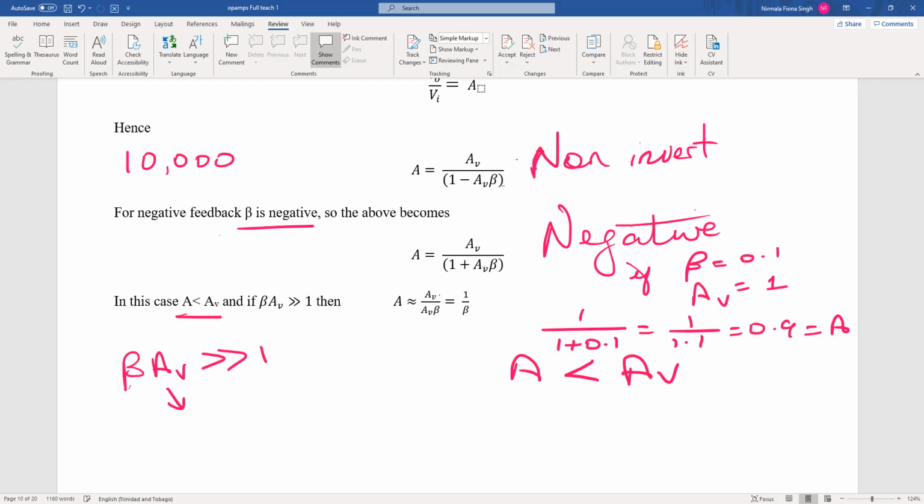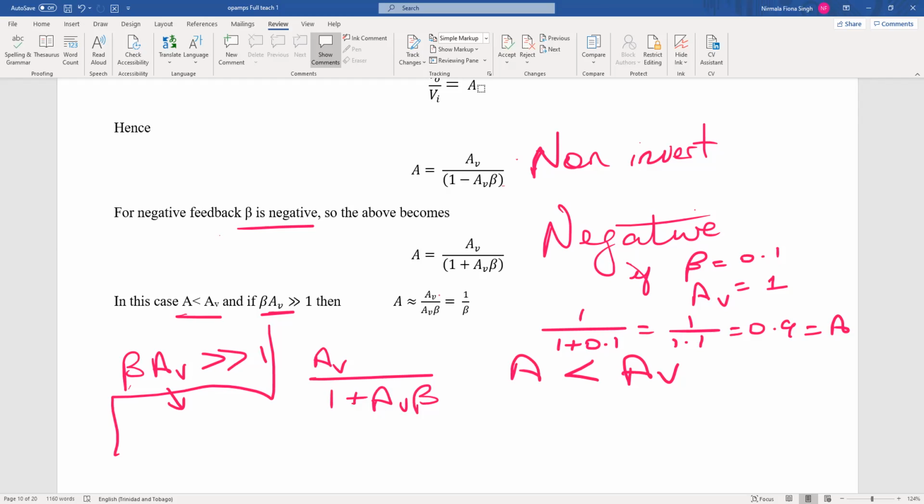All right. It could be anywhere from 10,000 to 100,000. So here, even if beta is 0.1 or 0.01, right? Beta by AV is still going to be much greater than 1. Right? So what we see, if beta by your closed loop gain is much greater than 1, let's see how the math is going to work out. Right? So if I have AV over 1 plus AV beta, and suppose AV is much greater than 1. So let's make an example, say 10,000.